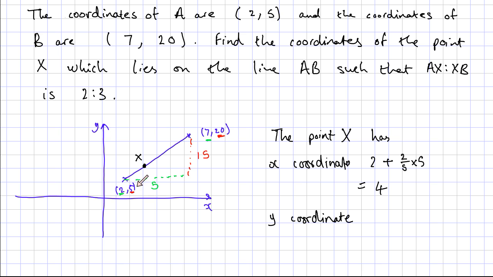Okay, and the point X has Y coordinate, so Y coordinate would be this number here, so it will be 5, and I can see I go up this way, so 5 add 2/5 of 15. Now 2/5 of 15 is going to be, so 15 divided by 5 is 3, times by 2 is 6, so this is going to be 6. 5 add 6 is going to be 11, so it's going to be 11. So the point X has coordinates 4, 11. Okay, so this point has coordinates 4, 11.